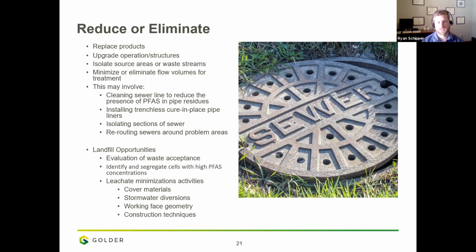So some of this, maybe if you're looking at sewers, and sites are different, there's a lot of different ways to minimize those flows and to isolate. You could look at cleaning sewer lines, which may have PFAS buildup in the residues, installing slip liners within pipes, isolating sections of sewers, maybe rerouting sewers around problem areas specific to sewers.